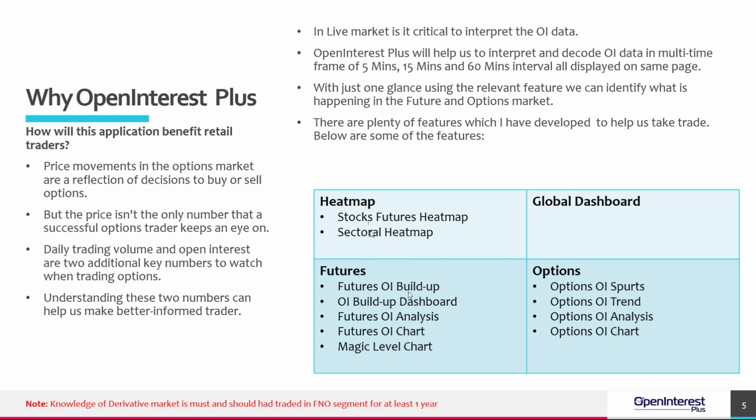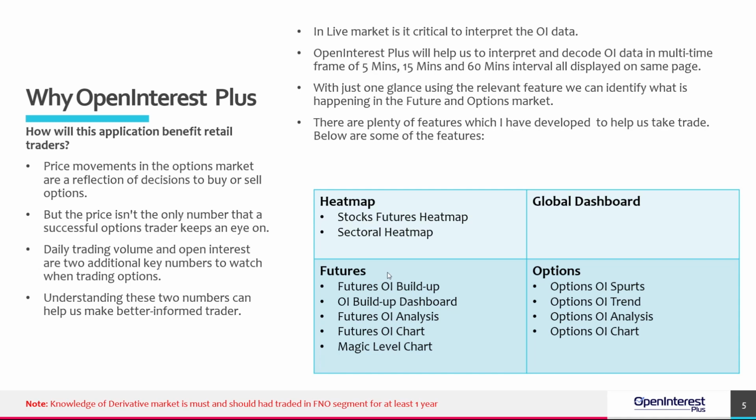The first is the heat map. Under heat map, we have the stock futures heat map, and then we have the sectoral heat map. We'll be looking at each of these in the coming slides. I just want to talk about what features are available right now. Then we have the global dashboard, and thirdly we have the futures options.